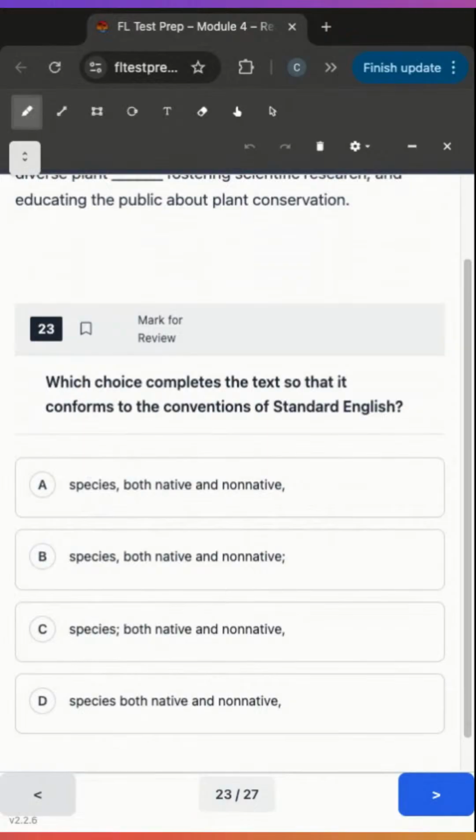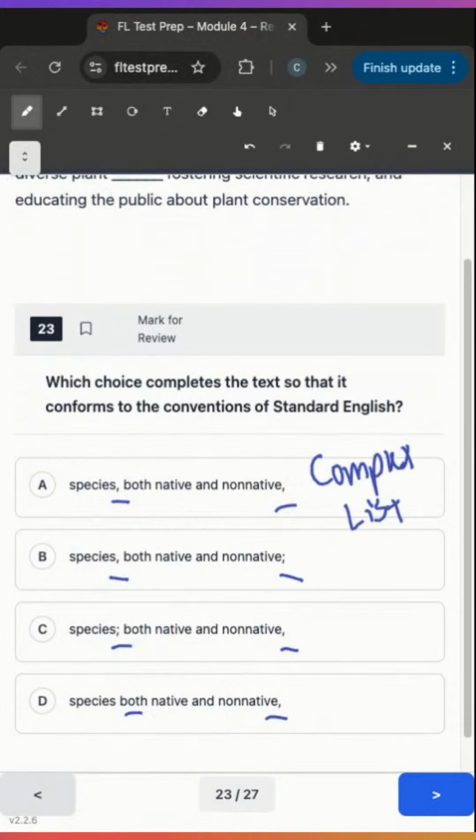All right, so this one's tough because when I look at the answer choices, I can see 2 pieces of punctuation surrounding both native and non-native. In addition, I see a semicolon here and a comma here, semicolon here and a comma here, comma, no punctuation. So when you see multiple semicolons changing in the answer choices, it's going to be testing complex lists.